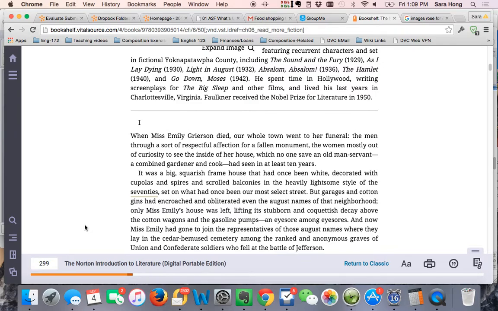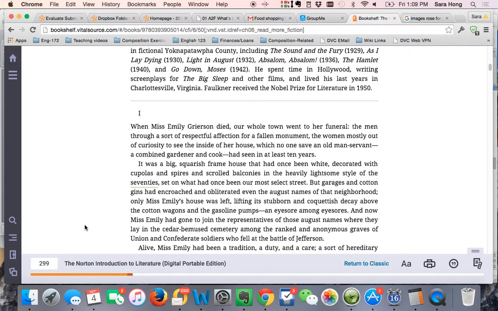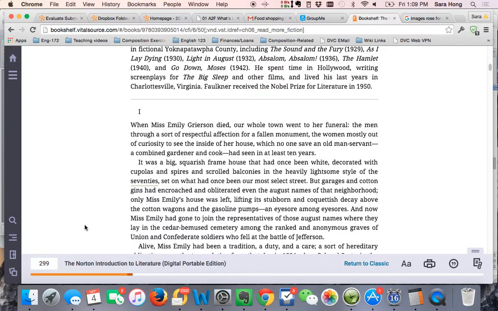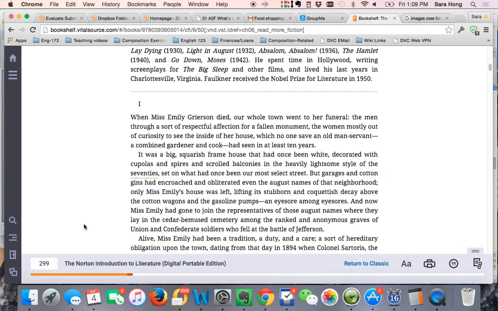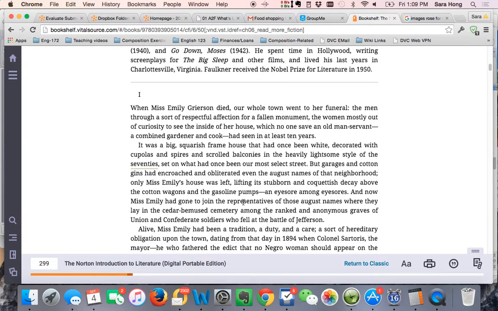But garages and cotton gins had encroached and obliterated even the august names of that neighborhood. Only Miss Emily's house was left, lifting its stubborn and coquettish decay above the cotton wagons and the gasoline pumps, an eyesore among eyesores. And now Miss Emily had gone to join the representatives of those august names, where they lay in the cedar-bemused cemetery among the ranked and anonymous graves of Union and Confederate soldiers who fell at the Battle of Jefferson."